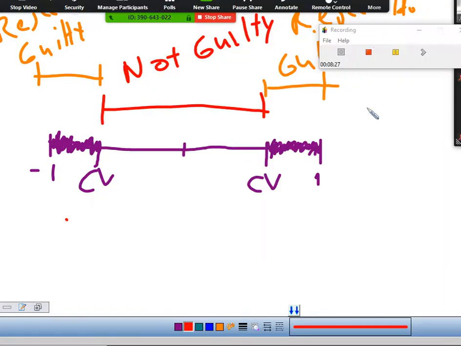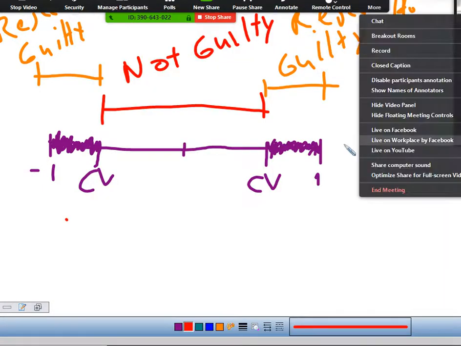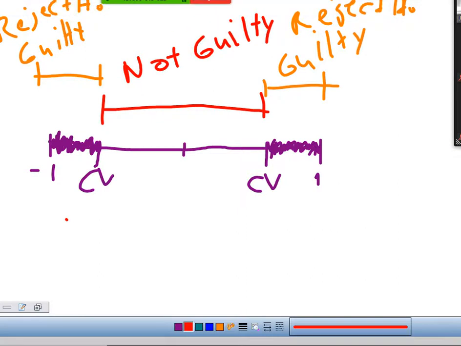Okay, so we have our line here. This is a perfect line, 1. Over here, if there's a perfect line, the opposite is -1. So the -1 and the +1 would be if you had perfect correlation, either negative on the left side or positive on the right side. And then you're going to find your critical value. Look it up on that table.